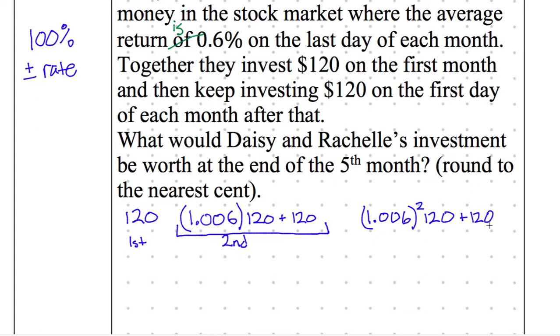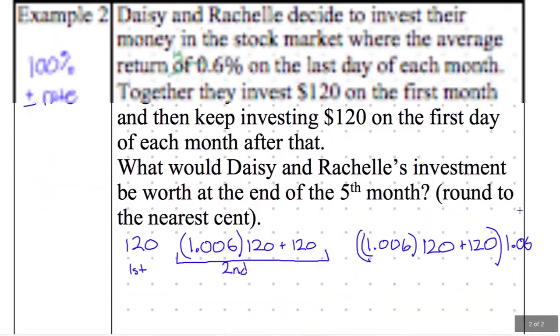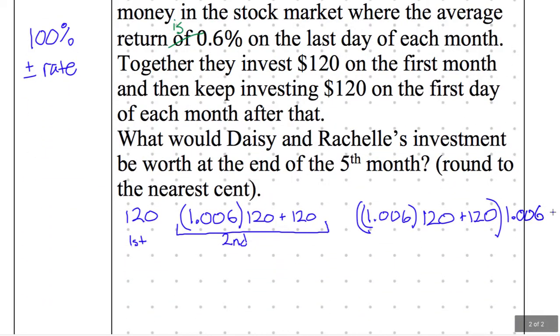The trouble is the interest gets applied to 120, but it's a little bit off. So it's 1.006 times 120 plus 120. That's how much you had from the last amount. Would you agree that these two are the same amount? Now if I want to apply the interest again, I need to multiply that entire amount by 1.006, and then on top of that, add 120. That is for the third month.